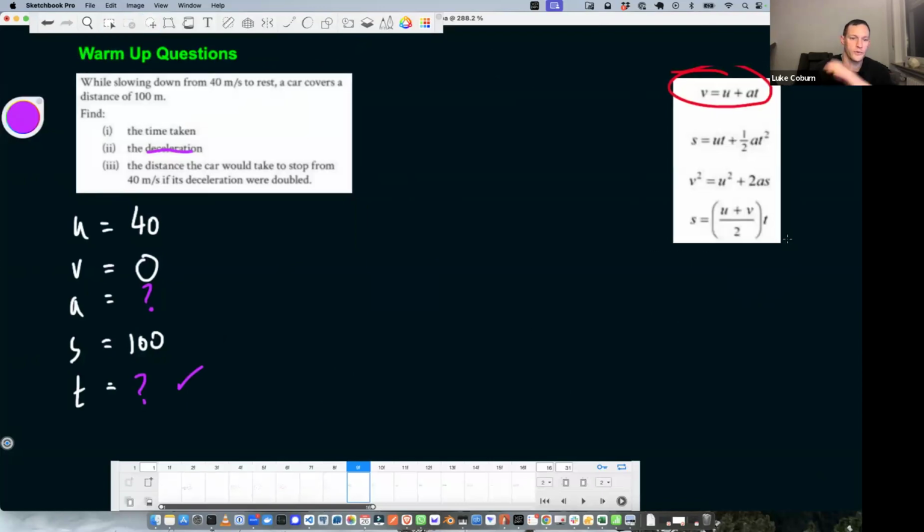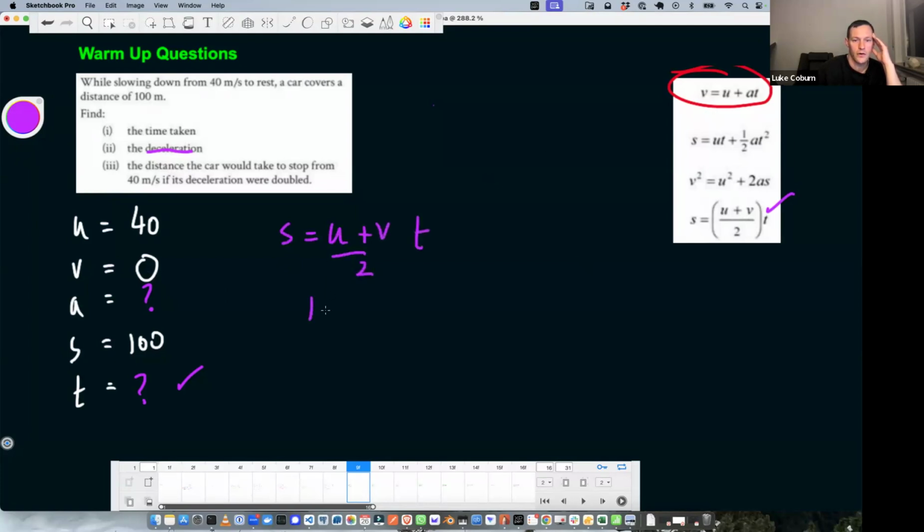Okay, and which one is it going to be? The time taken is what we're after. We have U, V, and S. So I'm going to say, we're looking for T, right? So A is equal to... which one has U, V, S, and T? Is that this one here? Yeah. So S is equal to (U plus V) over 2 times T.